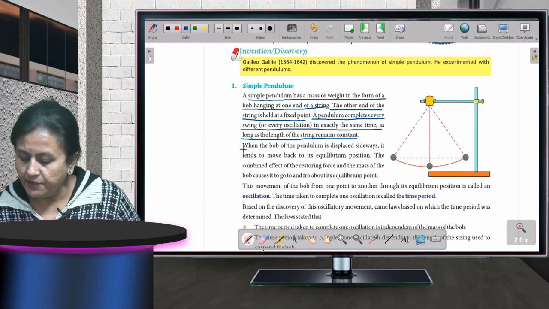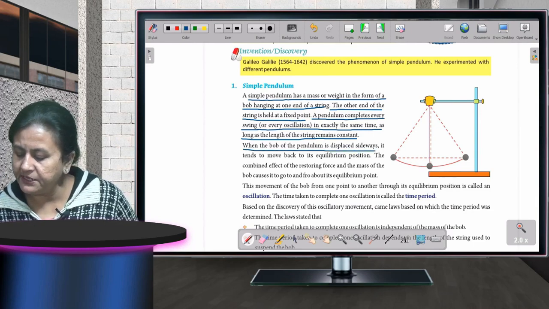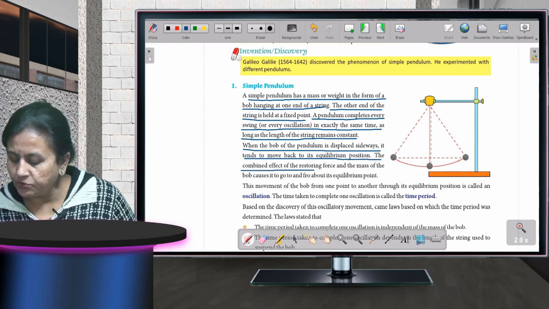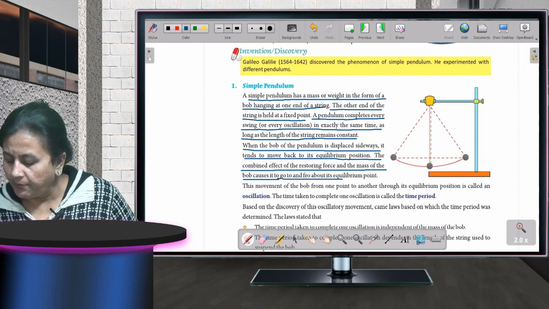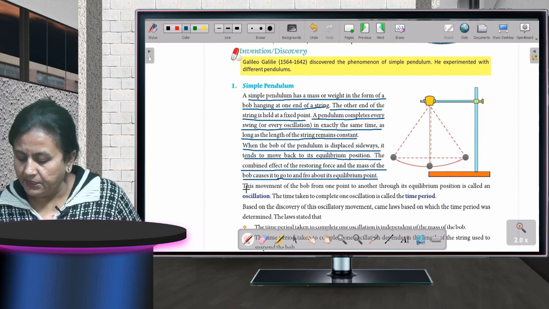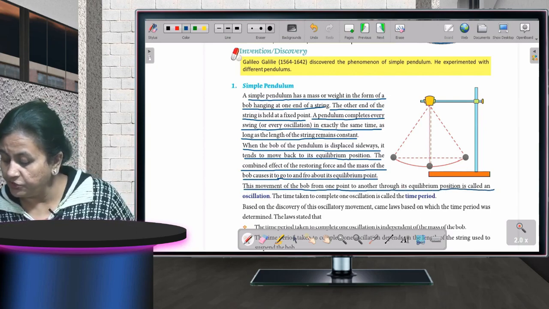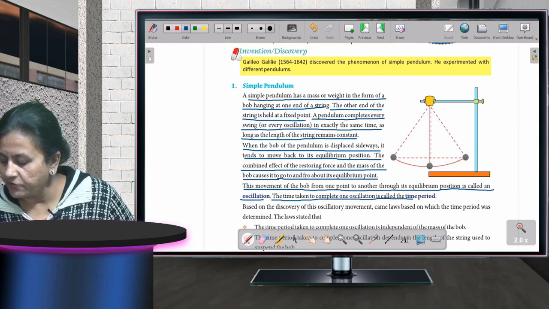Fine children? When the bob of the pendulum is displaced sideways, it tends to move back to its equilibrium position. The combined effect of the restoring force and the mass of the bob causes it to go to and fro about its equilibrium point. This movement of the bob from one point to another through its equilibrium position is called oscillation. The time taken to complete one oscillation is called the time period.